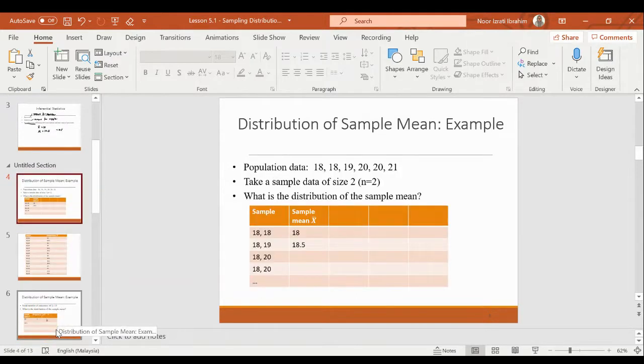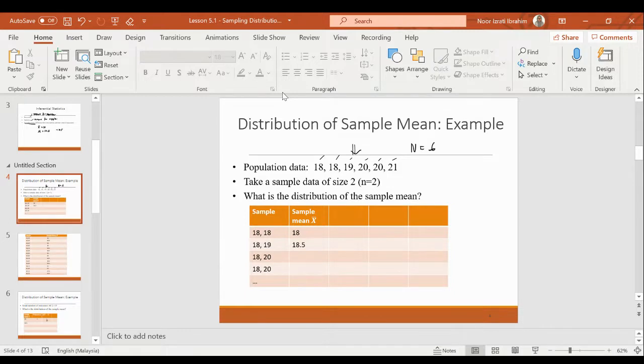Let us first understand what it means by sample mean and how to actually get the sample mean. For example, we have this population data where we have 6 data, n equals 6, and the data is 18, 18, 19, 20, 20, 21. Let's say from this population, we want to create a sample of 2.